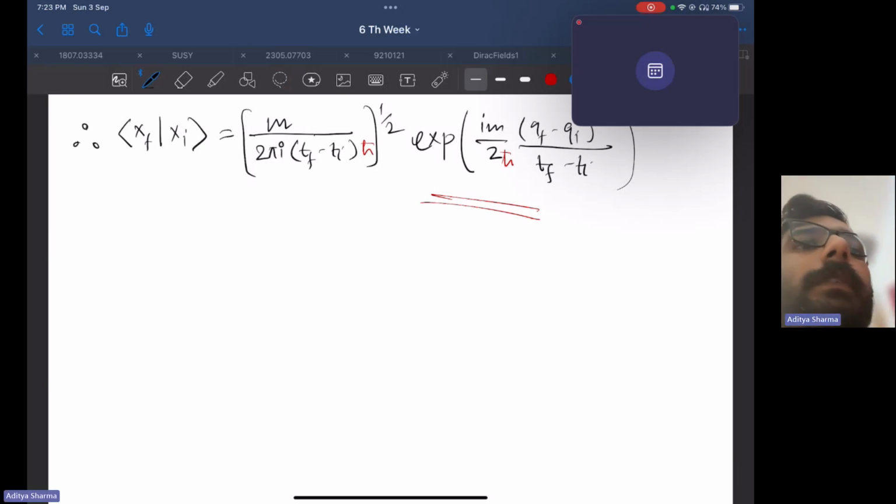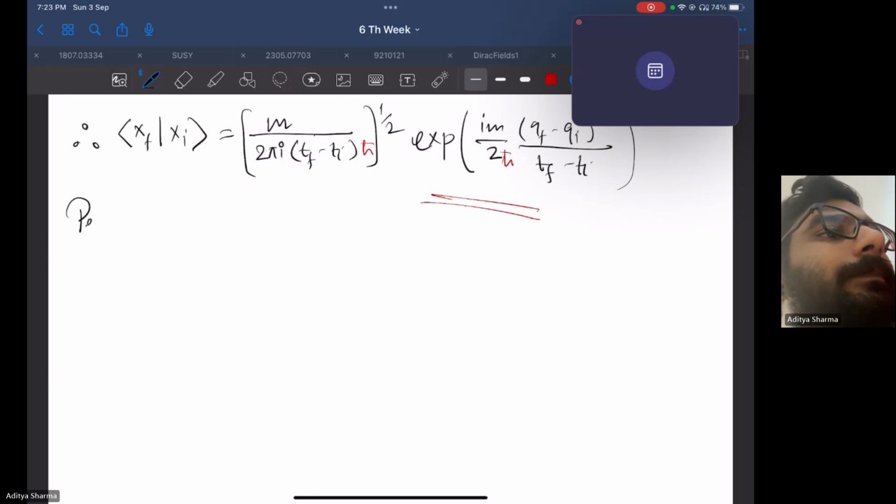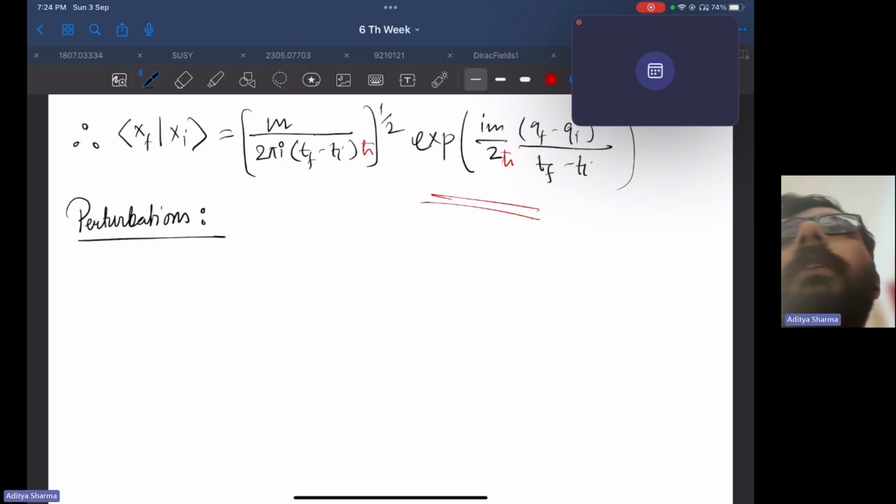So, perturbation theory and the concepts are functional integrals. What we are going to do is take the harmonic oscillator as the example itself, and I'm going to show what perturbation theory helps us to calculate. Okay, what it helps us to calculate.